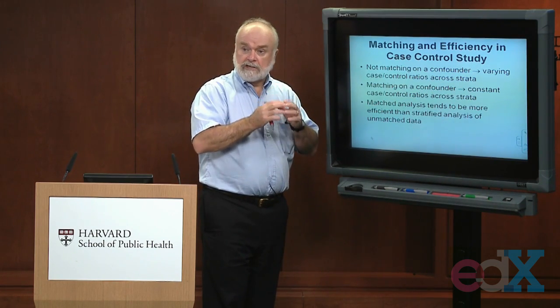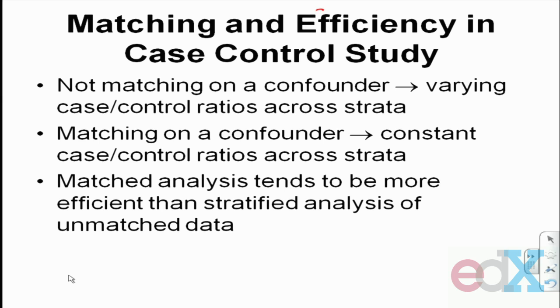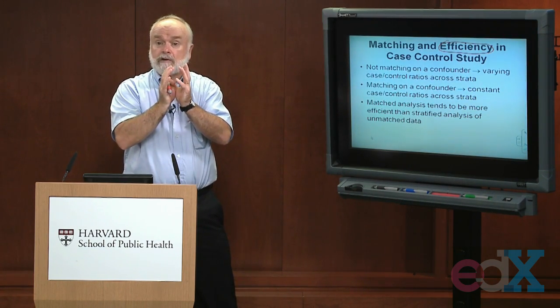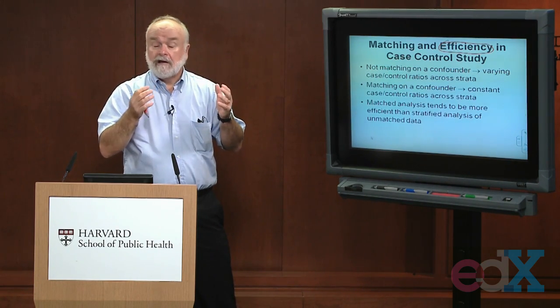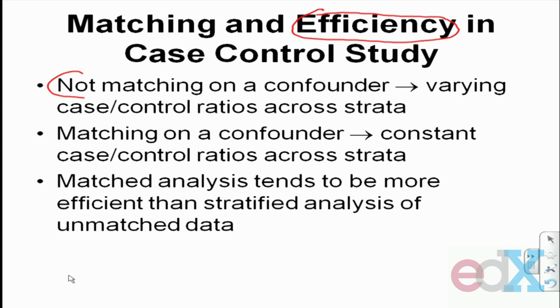But when you do the adjusted analysis, when you've matched by a confounder, you get a more efficient analysis. You have more power when you do your tests of significance, or your confidence intervals will be narrower when you report your confidence intervals around your odds ratios. So if you don't match on a confounder, you're still going to have to adjust for it.